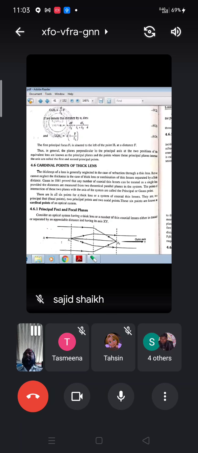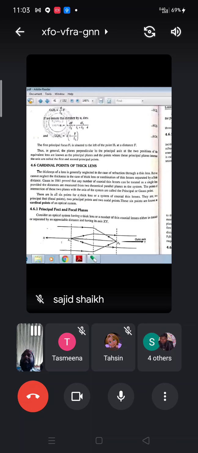Hence, Gauss in 1841 proved that any number of coaxial thin lenses can be treated as a single lens, provided the distances are measured from two theoretical parallel planes in the system. The points of intersection of these two planes with the axis of the system are called the principal or Gauss points. That may come for the MCQ.